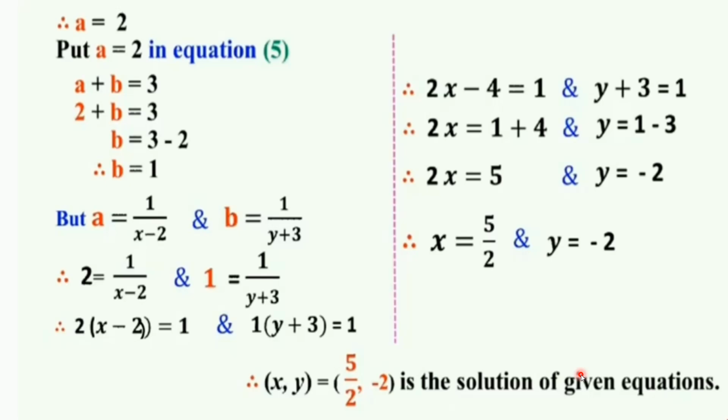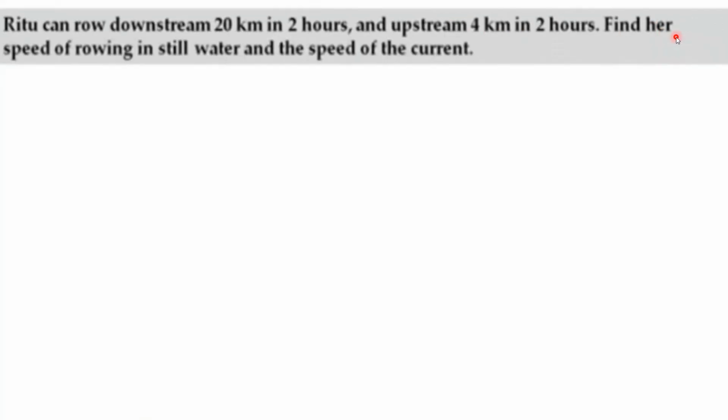And there is a verbal problem also, that is a statement problem. Here what you need to do is formulate the following problems as a pair of equations and hence find the solution. The first problem in your textbook is: Ritu can row downstream 20 km in 2 hours and upstream 4 km in 2 hours. Find her speed of rowing in still water and the speed of the current. Okay, there is a person who is rowing a boat, both in the downstream and upstream.